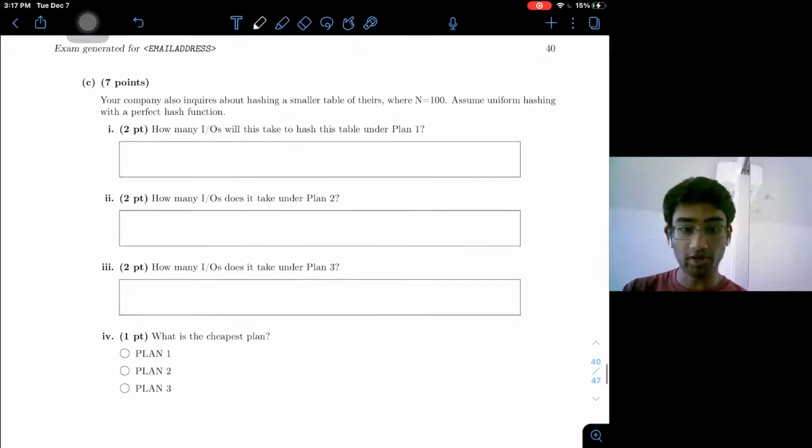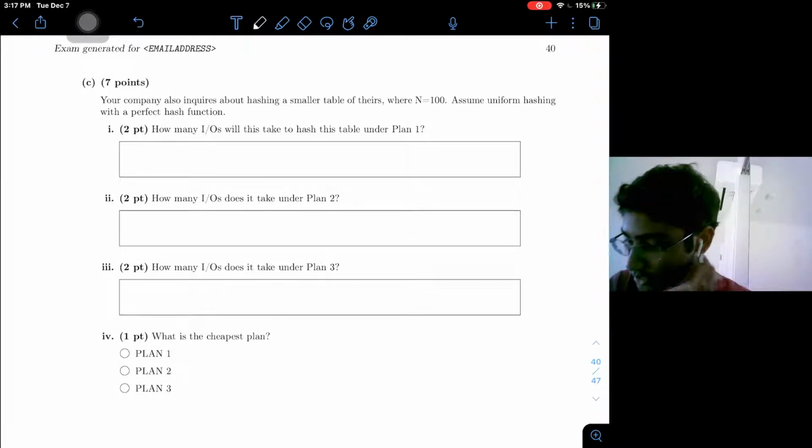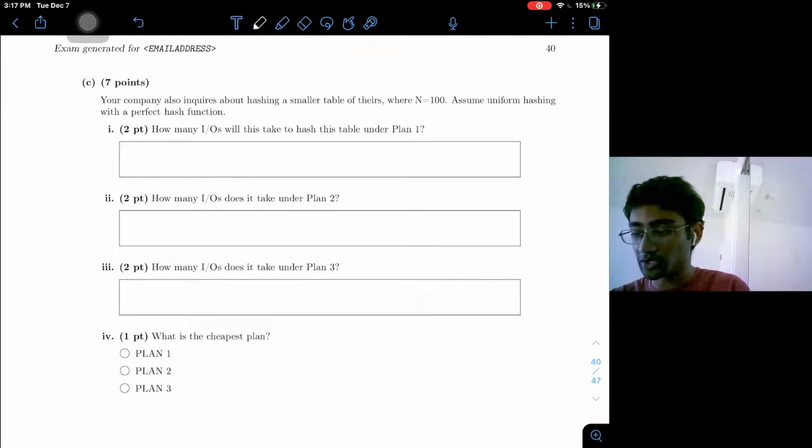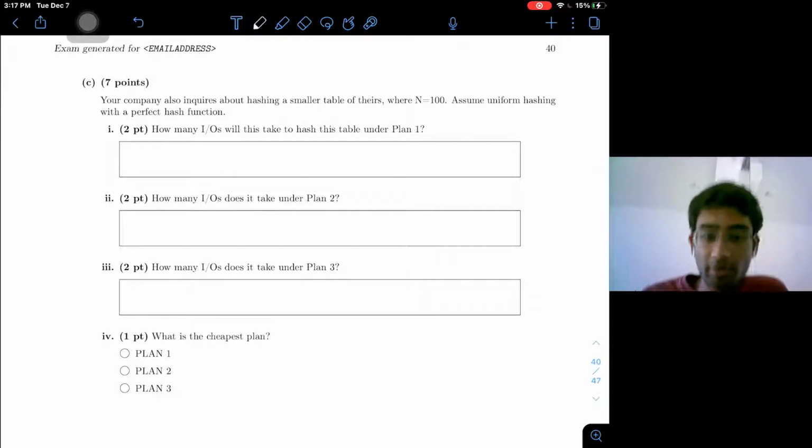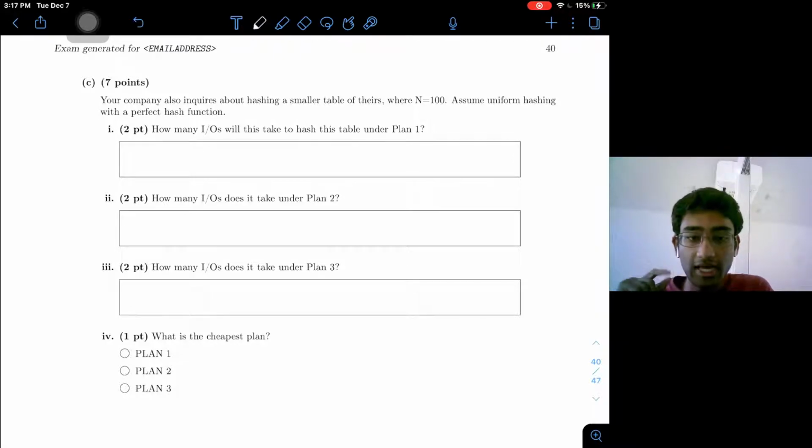So now let's go to part C, which deals in hashing. The company inquires about hashing a smaller table where n is equal to 100, assuming uniform hashing with a perfect hash function. We're asked how many IOs it would take to hash this table under plan 1. So remember, the way that hashing differs from sorting is that with hashing, you don't necessarily write the same number of pages that you read in because of how you're hashing the pages evenly across buckets. And you might have an odd number of buckets that doesn't evenly divide the number of pages. So we round up to indicate the number of pages in each bucket because we don't deal in fractional IOs, right?